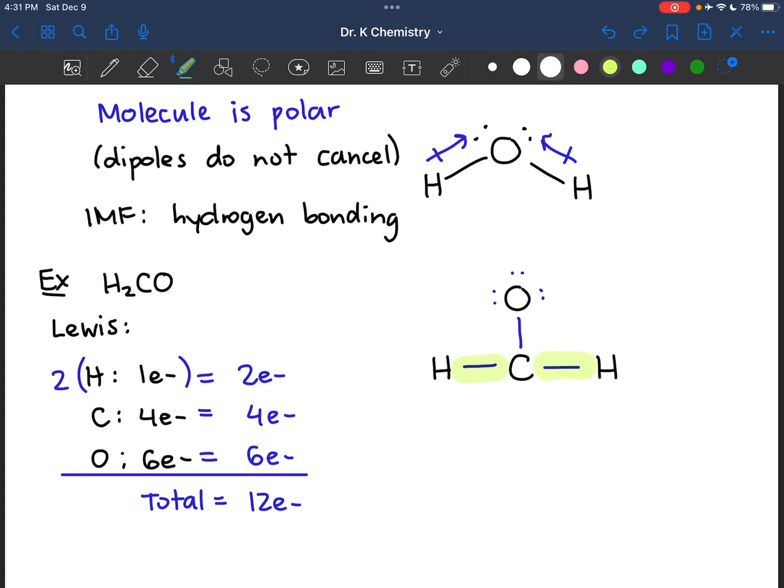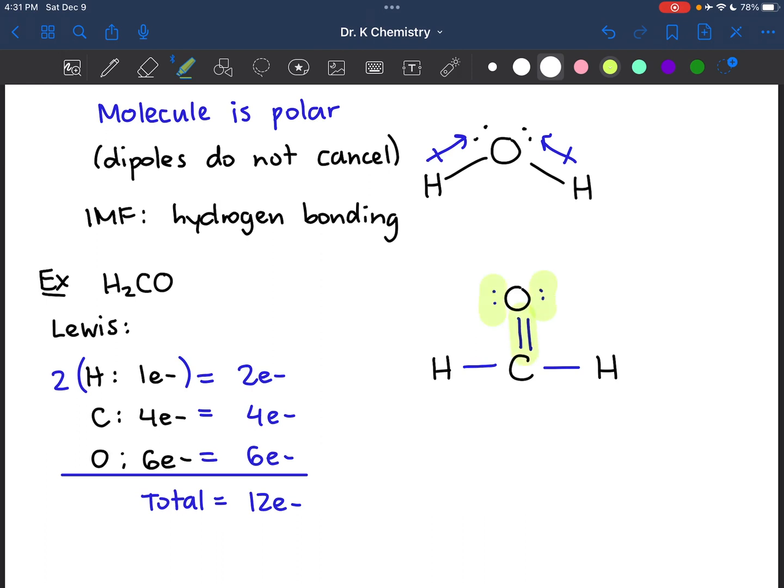Hydrogens are happy with the 2 electrons they have access to. Oxygen is happy with the 8 valence electrons it has around it, but carbon right now is missing 2 valence electrons. It only has 6 and it wants 8 to complete its octet. However, we've distributed all of the electrons we have access to, which means the only way that we can have an octet on all of the atoms is if we use 2 of these lone pairs to make a double bond. And once we make a double bond, every atom in the molecule has an octet.